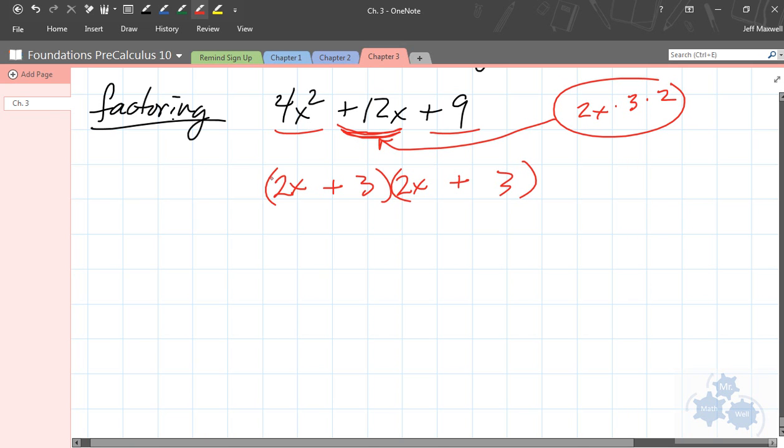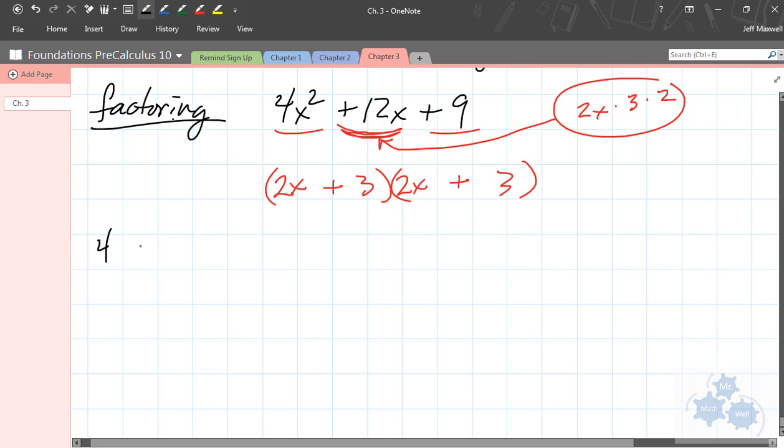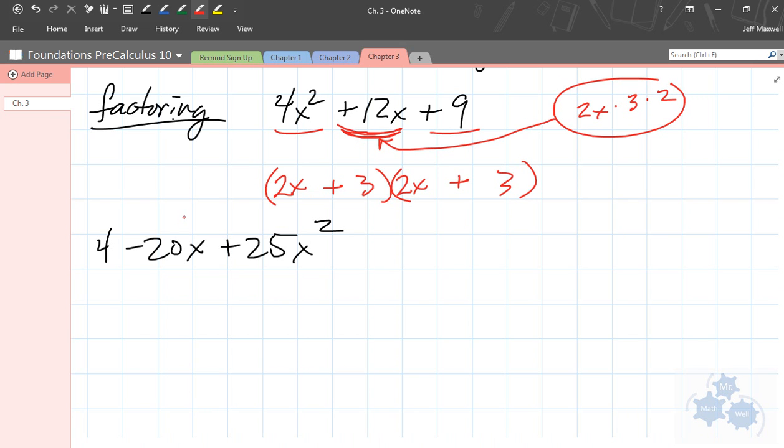Okay. What about this one here? Another one. 4 minus 20x plus 25x squared. This is written in reverse. Don't let it fool you. Okay. I want you to take 1 minute and go ahead and factor that, and I'll show you the answer in a minute.